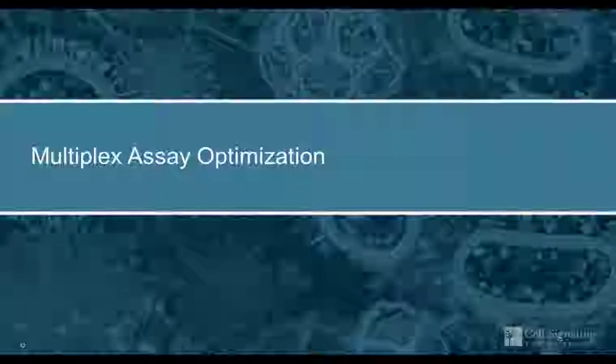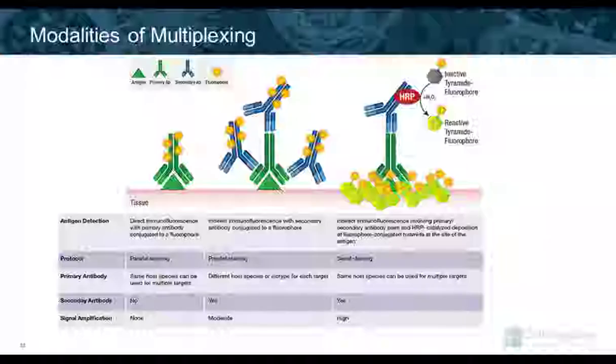So now I want to get into the optimization of a multiplex IHC assay, which is fluorescent-based. There are a number of ways we can attempt to do multiplexing in IHC. I'll go through 3 of those on this slide. You can see on the left, the first way would be to use a directly conjugated primary antibody. This has some benefits in that you could use the same antibodies raised in the same species to multiplex, but it also has some drawbacks, especially in formalin-fixed paraffin-embedded tissues.